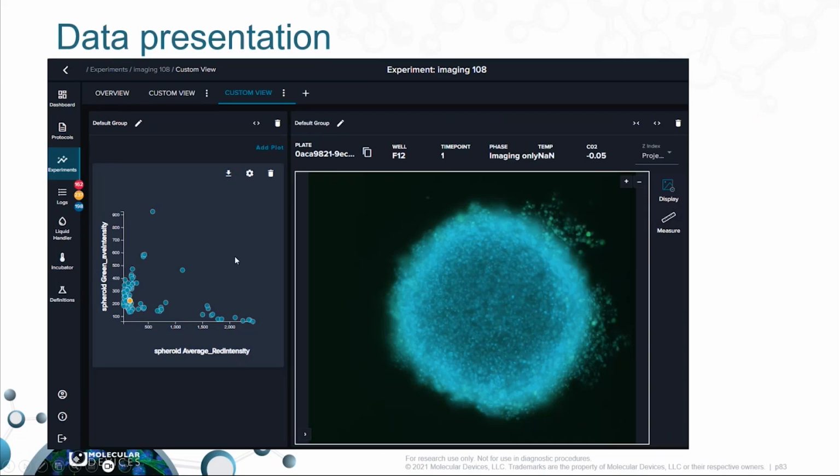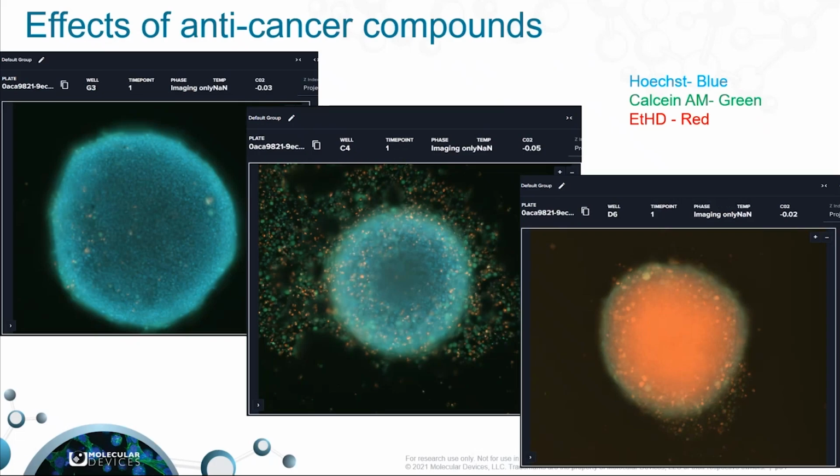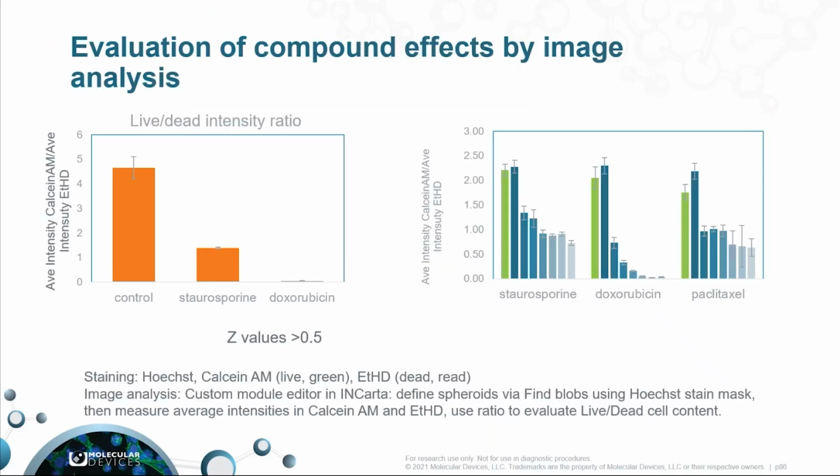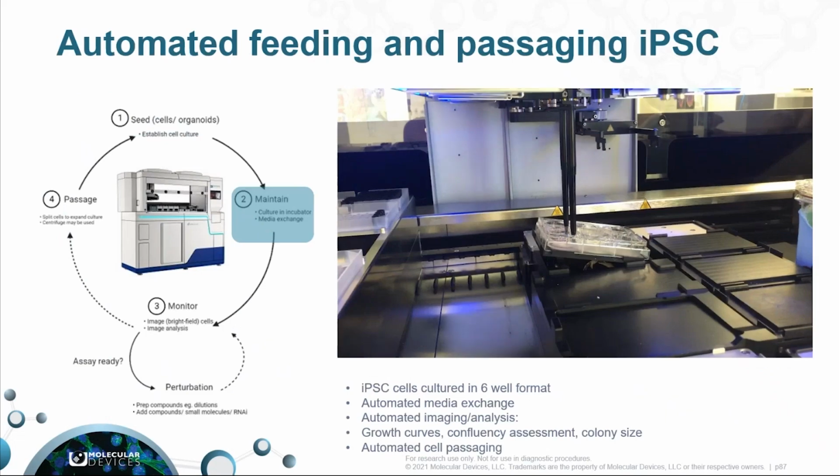The instrument provides data visualization, so you can select different measurements and make plots in real time as the experiment progresses. To evaluate the effects of anti-cancer compounds, we treated these organoids with different concentrations of anti-cancer drugs and took images. We ran analysis which includes the ratio of intensity of live versus dead stain, and we were able to observe the effect of different compounds.